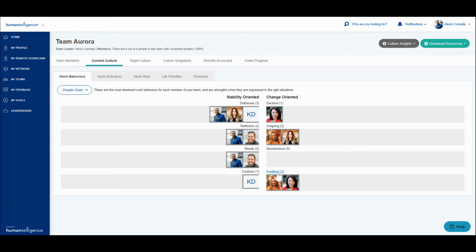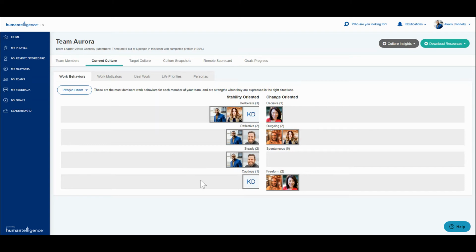You should see each person's picture on the chart in two different places, or their initials for those without a profile photo. You may see someone in more than two spots if their dominant traits are tied. What can you learn about this team's dynamics?